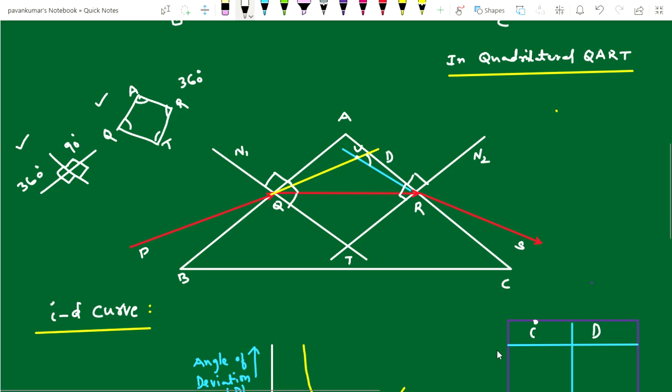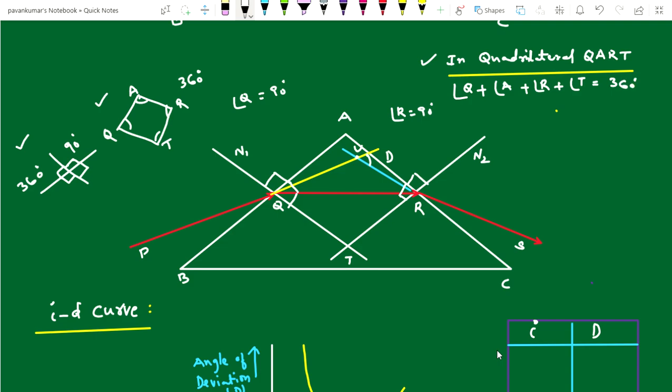So, we are clear that angle at Q is 90 degrees, and R is equal to 90 degrees in quadrilateral QAR. So, by applying these two principles, we get angle at T, which is equal to 360 degrees. Angle at Q and angle at R are 90 degrees.